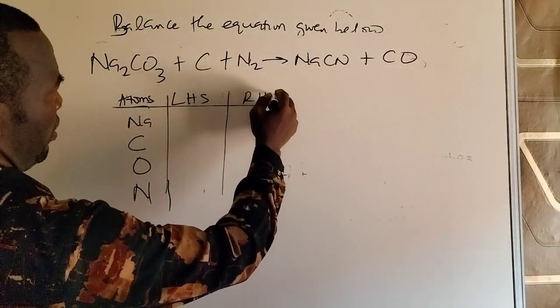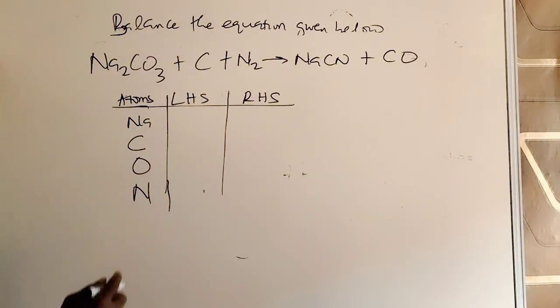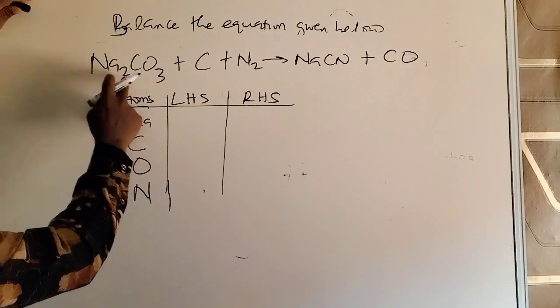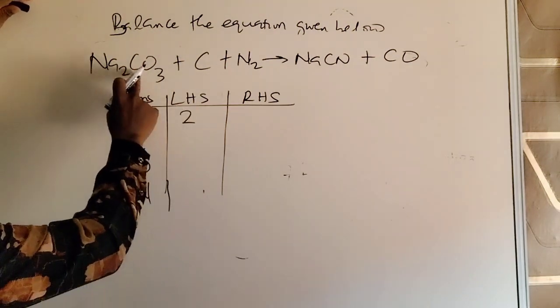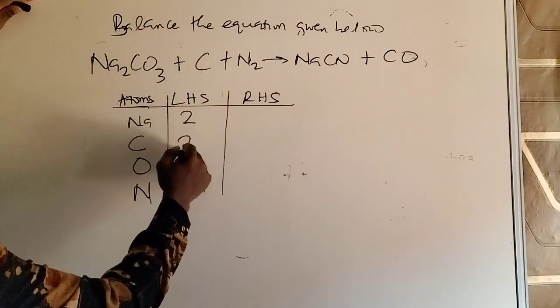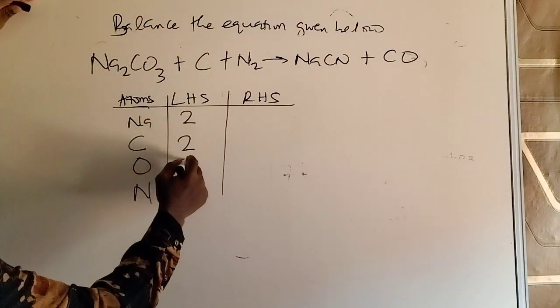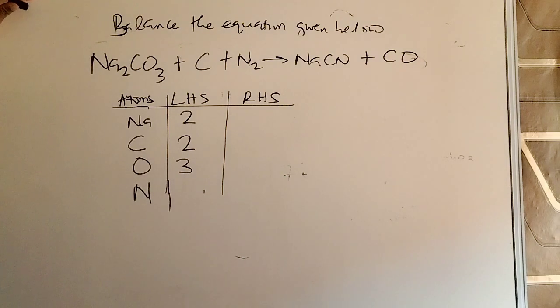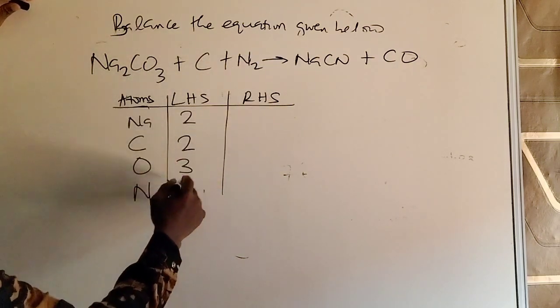Count the ones on the left hand side. So sodium is 2 atoms. Carbon is 1 plus 1, 2. Oxygen is 3. And then nitrogen is 2.